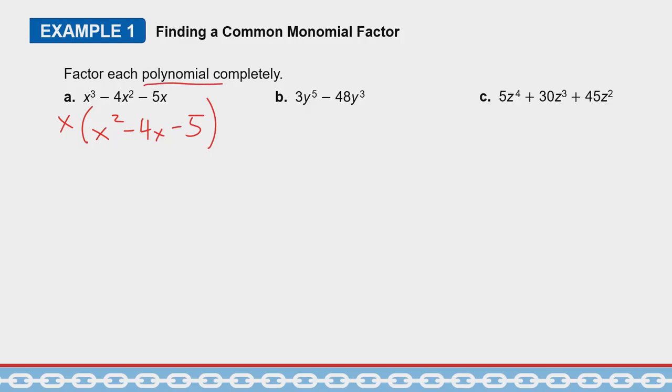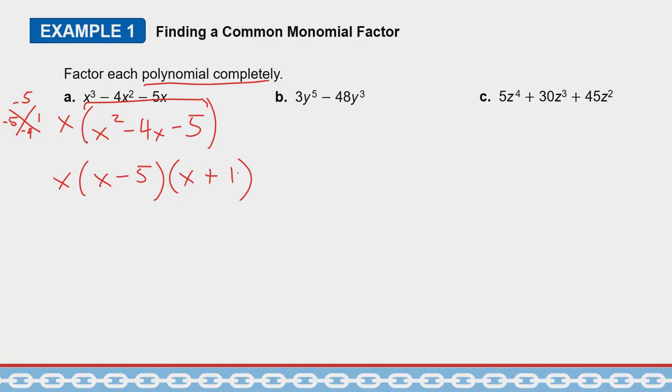To continue this out, to factor it completely, I need to try to factor this part here. And what I have inside the parentheses is a trinomial, right? What multiplies to negative 5 but adds to negative 4, right? So I have to think that through. Well, that would be negative 5 and 1, right? So this would factor into x times x minus 5 times x plus 1, right? So that is the full factored form of example A.